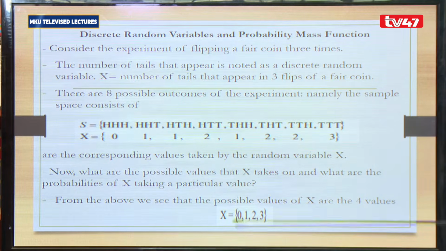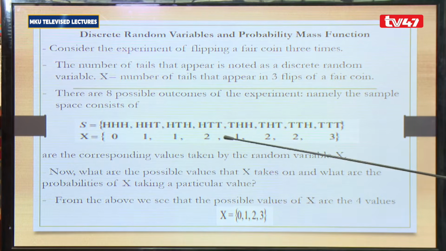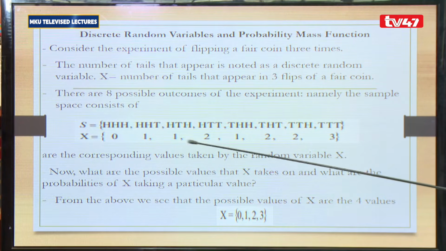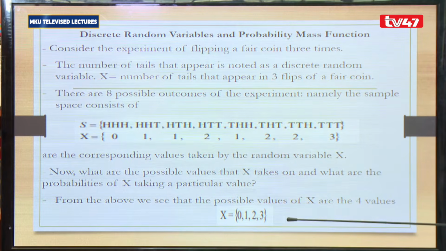In the case where we have 2 tails, it's this case, and this case. And lastly, you can toss the 3 coins and none of them shows a head. So we'll have a total of 3 tails. This shows the set of all the possible outcomes.